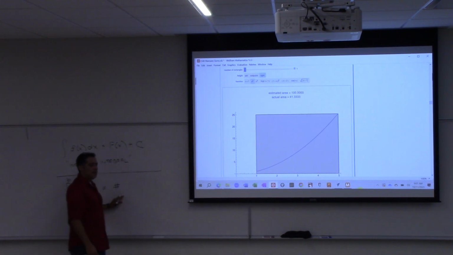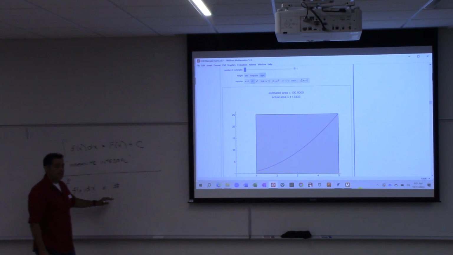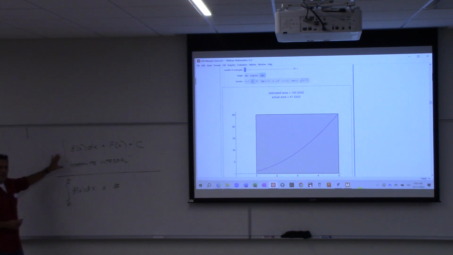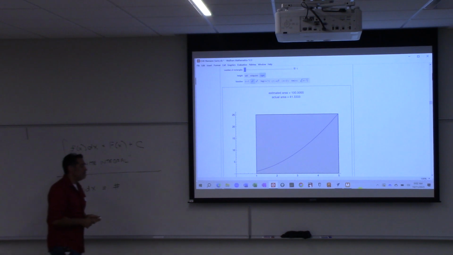And that number is going to represent something, so we'll have to figure out what that is. But I just want you to know we're making a big shift in gears here. We're no longer doing all those techniques to just find antiderivatives. We're going to go do something with it now.